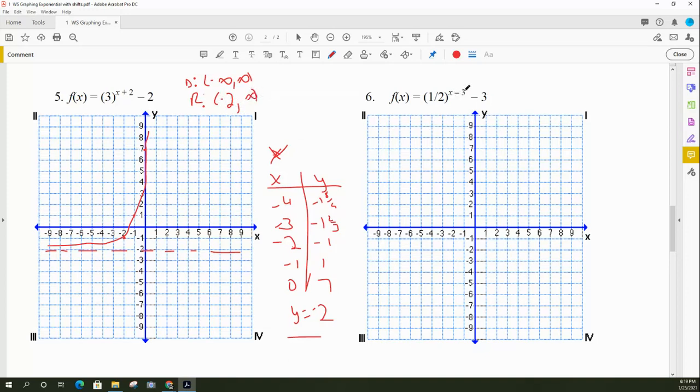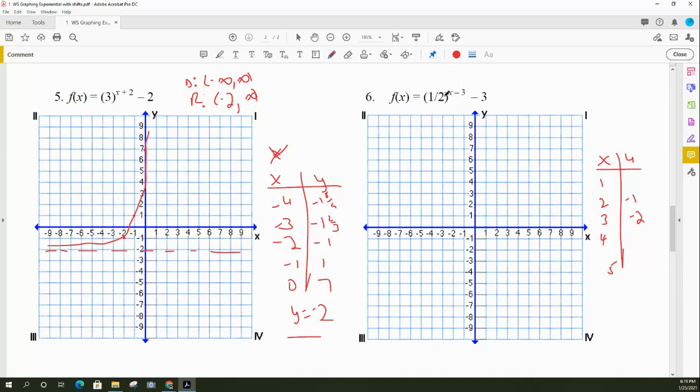All right, number 6. Now we have an h of +3 and a k of -3. We'll put +3 in the middle. Plug in 3. Anything raised to the 0 is 1. 1 minus 3 is -2. Plug in 2. So 2 to the negative first is 2. 2 minus 3 is -1.